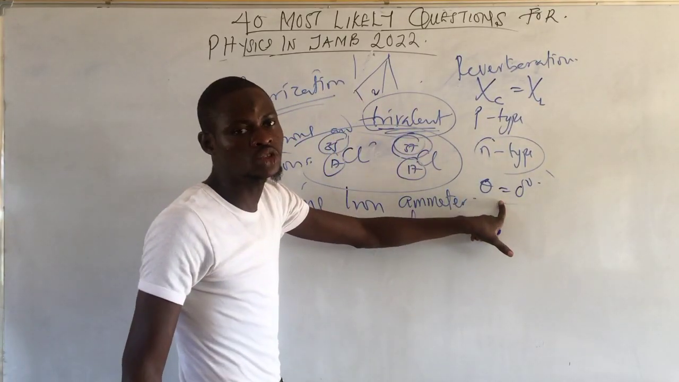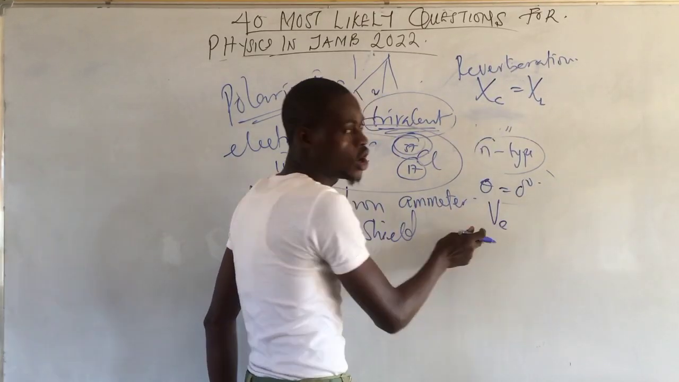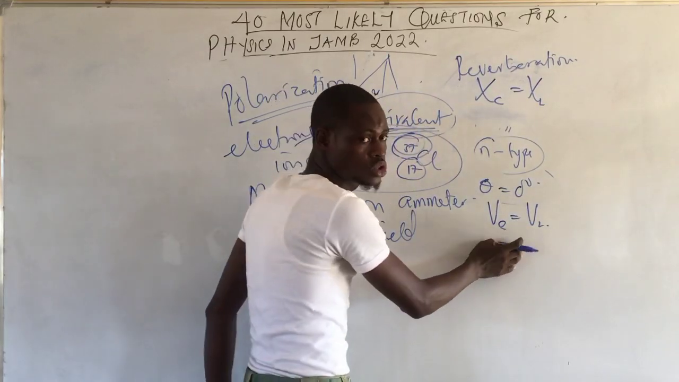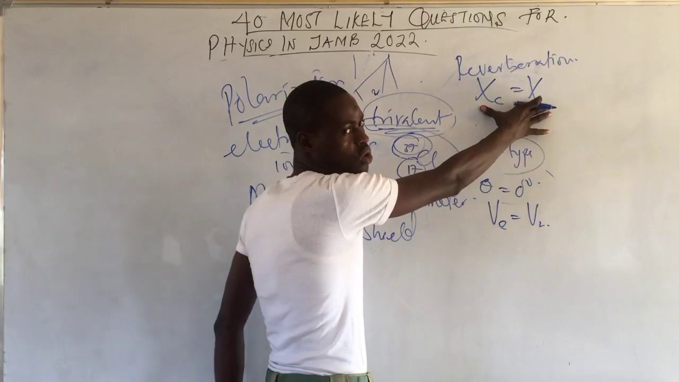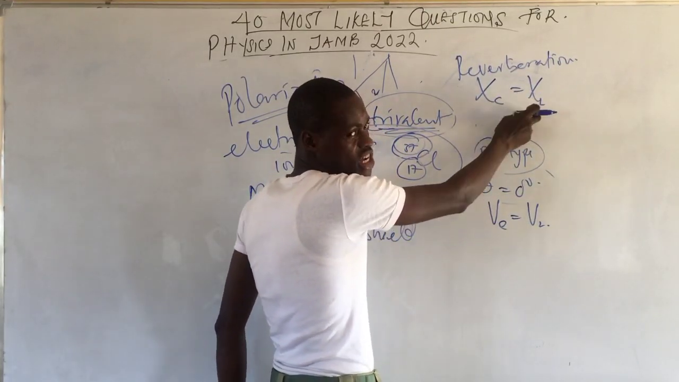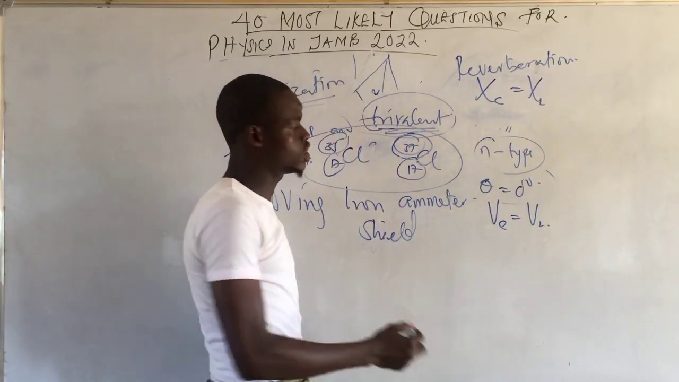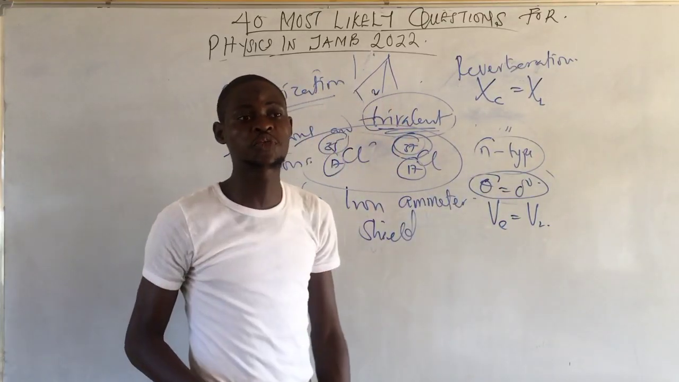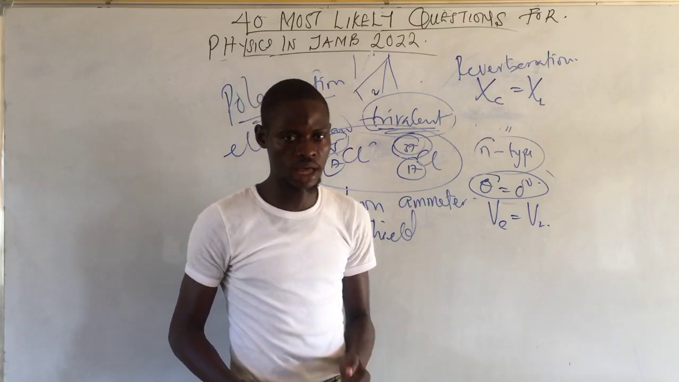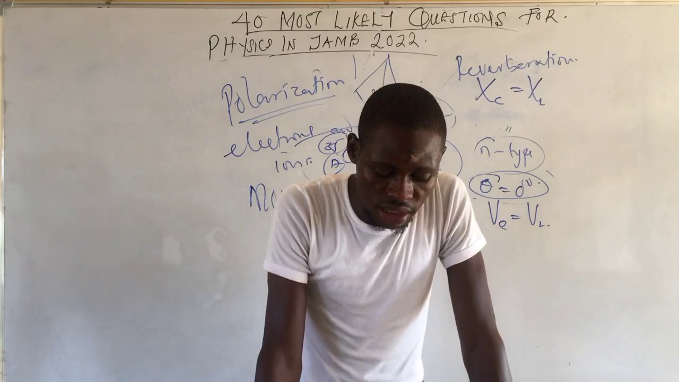Also, resonance will occur when the voltage of the capacitor is equal to the voltage of the inductor. These are the conditions for resonance to occur. Xc, capacitive reactance, and XL, inductive reactance, are equal. Voltage of the capacitor is equal to voltage of the inductor. And the phase angle must be equal to zero at resonance. All together. Now, the next is question 37.